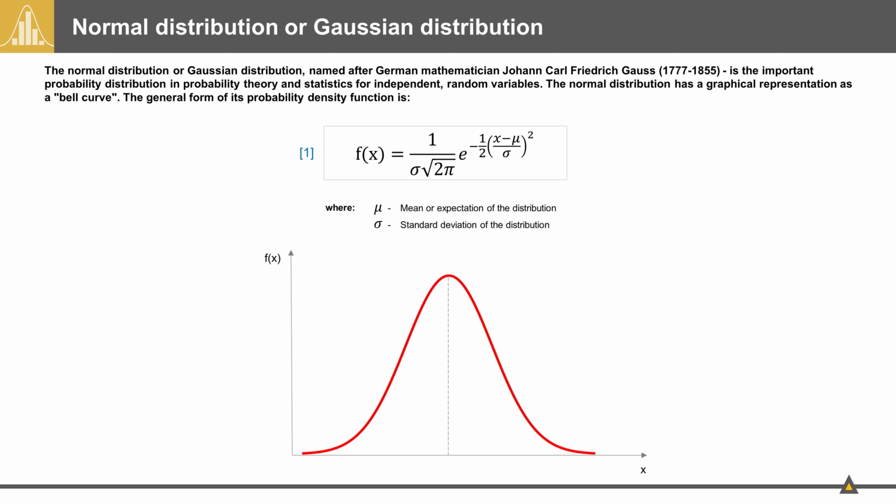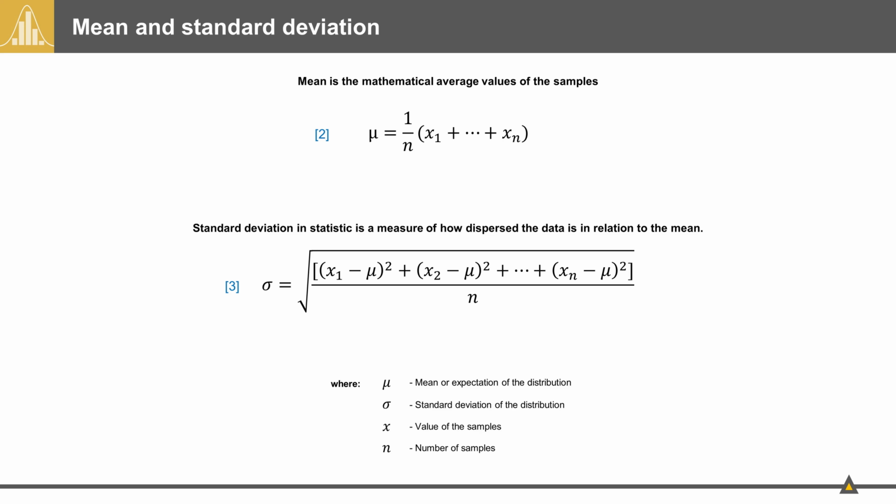In Formula 2 and 3 you can see that the mean mu is the mathematical average of values and the standard deviation is a measure of how dispersed the data is in relation to the mean.